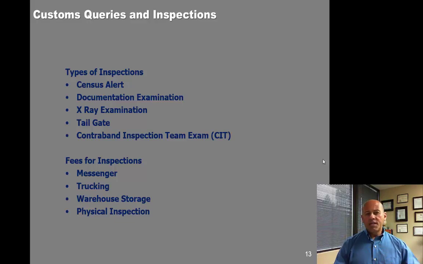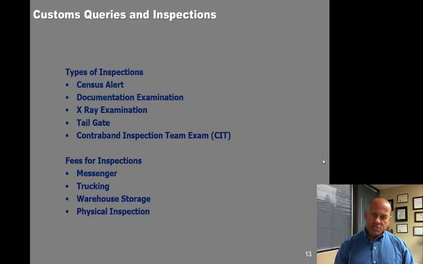There can be a tailgate examination, which is basically opening the back of the container and checking through to see the contents that are in there. Then there can be a contraband inspection. So this is a very intensive inspection where they're literally offloading the goods out of a container and making a thorough check of all the goods within that container.